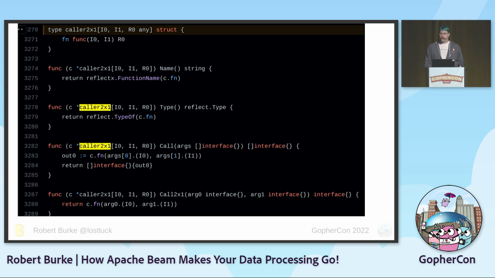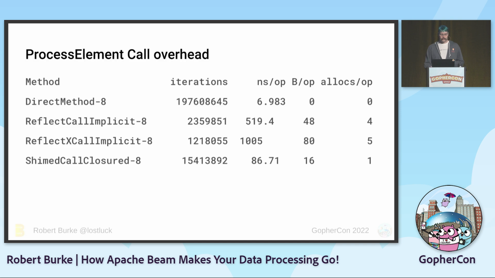So how does it perform? 87 nanoseconds. A dramatic improvement. While it's still over 12 times slower than the native Go code, this is the overhead for each call to the function. The lesson here is to amortize it. Write DoFns that do work. And you won't notice those extra 80 nanoseconds that it takes to invoke the function.